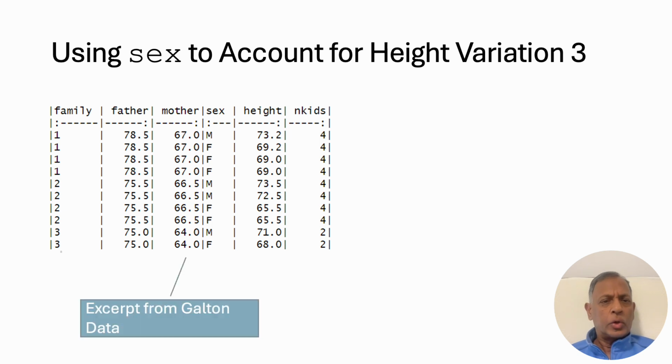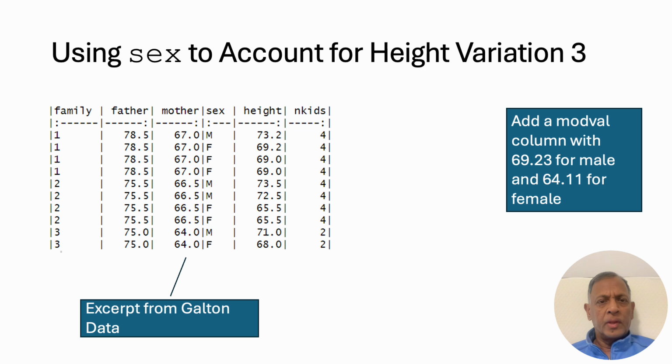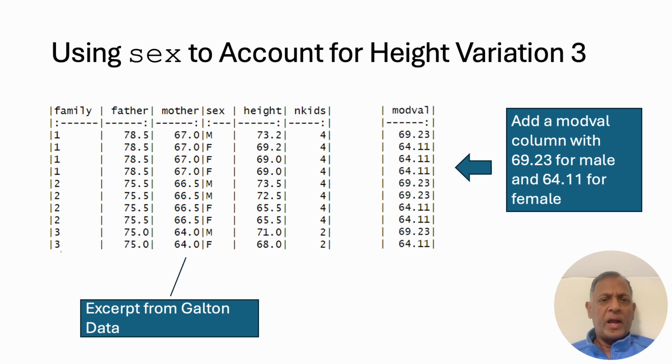Okay, so here is our original data set. This is an excerpt, and to that excerpt we add the model value. Notice that this person is a male, so we put the average male height. That person is a female, we put the average female height, and so on. So there is some variability now in the model value.